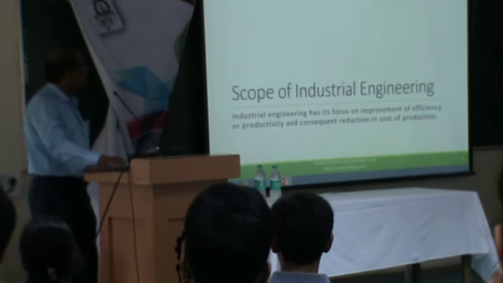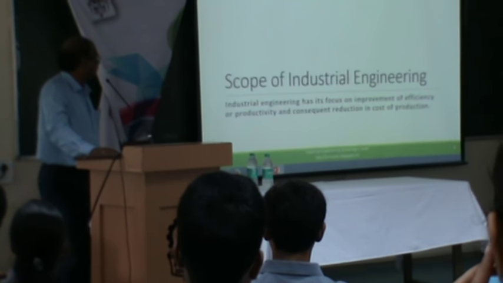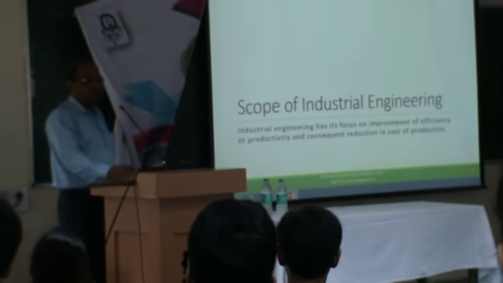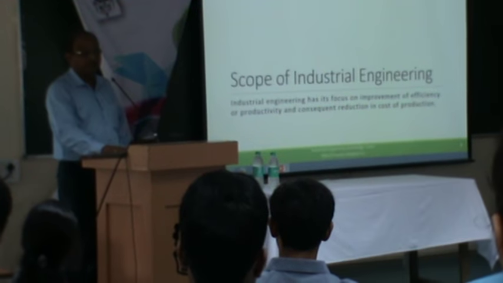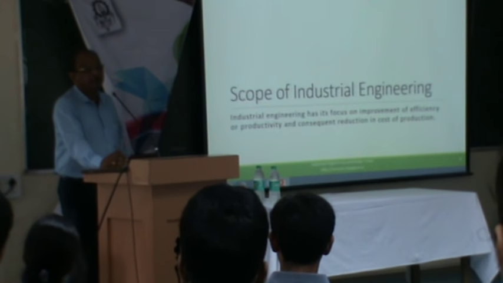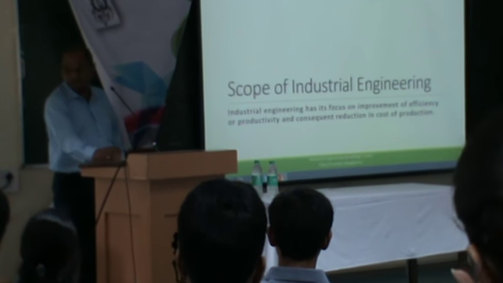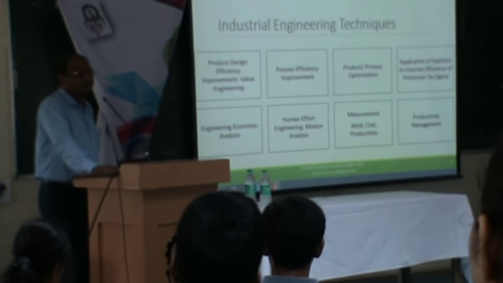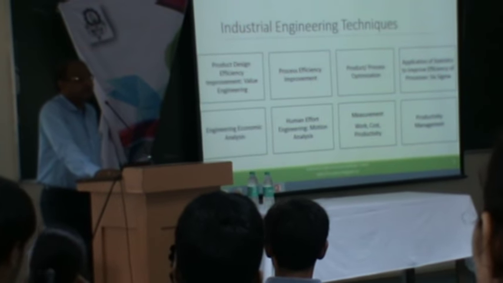What is the focus of industrial engineering? Improvement of efficiency or productivity, and if you increase efficiency or productivity, immediately cost comes down. This is what we are trying to say. The cost of production comes down whenever you improve efficiency or productivity. So what are the methods which are there in industrial engineering? You can identify 8 areas.